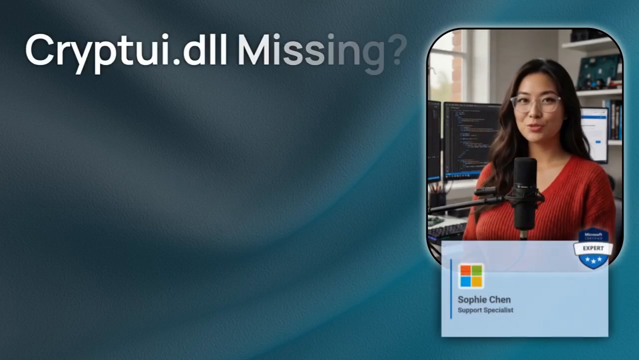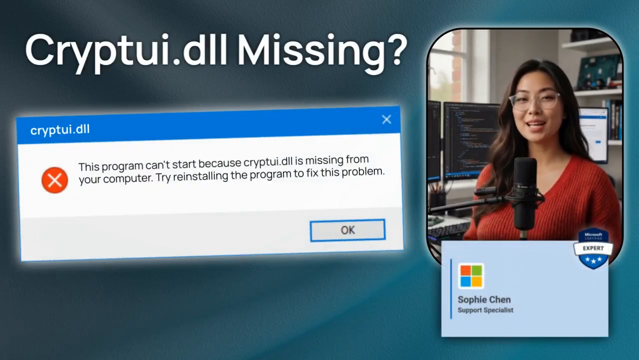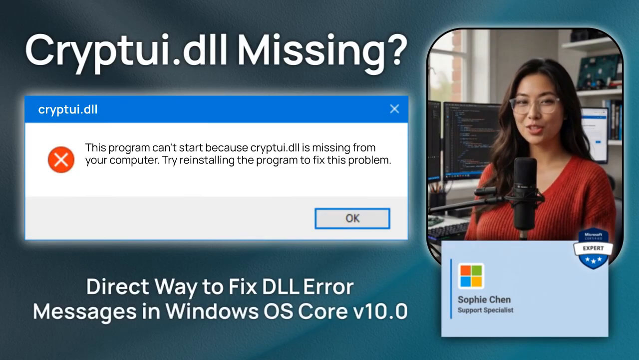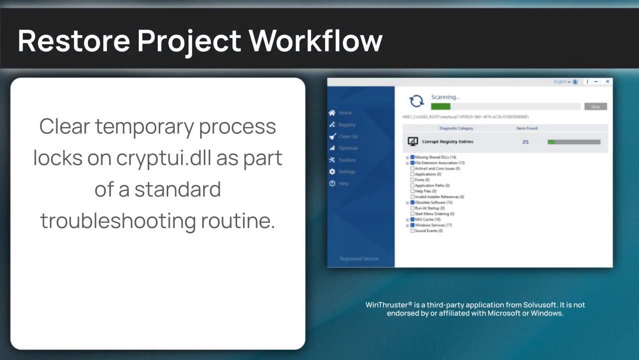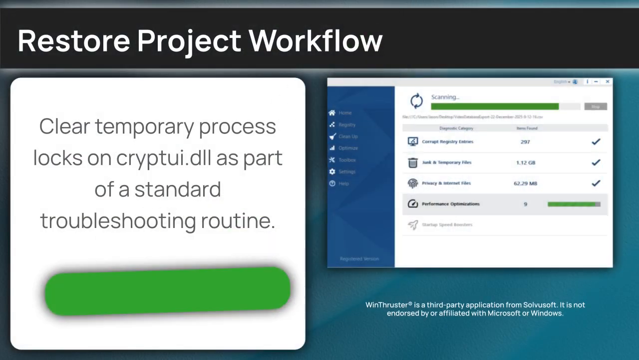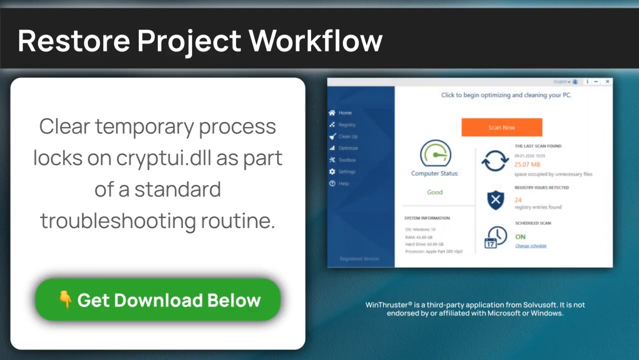Is your system execution path interrupted by the Cryptui.dll? I'm Sophie Chen, a senior Windows support engineer, and I'm ready to repair your OS stability. Before we start the detailed troubleshooting for Cryptui, you can try the official utility to assist with system-level review.